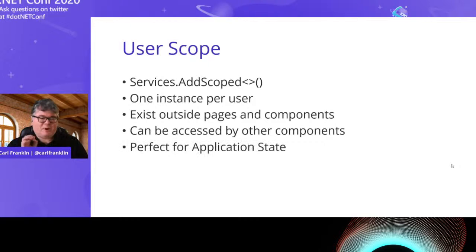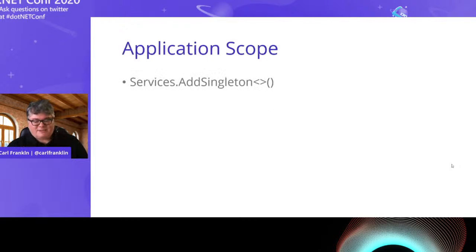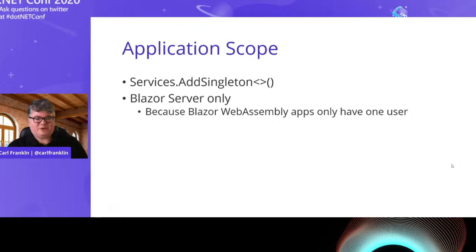So this is perfect for application state, and this is what we're going to use. Application scope, add singleton. It's Blazor server only. Obviously, you can add singleton to a WASM project, but it's going to behave the same way because there's only one user. Okay, and this one instance is shared among all users.